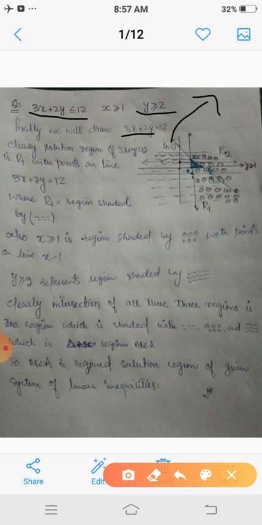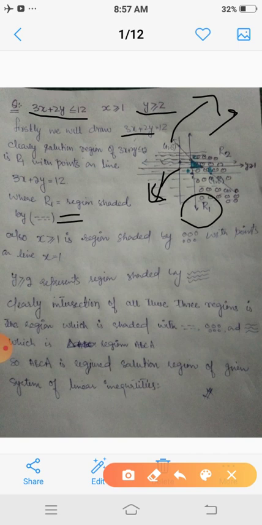So this divides the plane into two parts, this part and this part. Now clearly this region R1, which is shaded by these dotted horizontal lines, represents the solution region of 3x plus 2y less than or equal to 12, because in this region R1 the point is (0, 0), that is 3 into 0 plus 2 into 0, which is 0, and it is always less than or equal to 12. That is why this is the solution region.